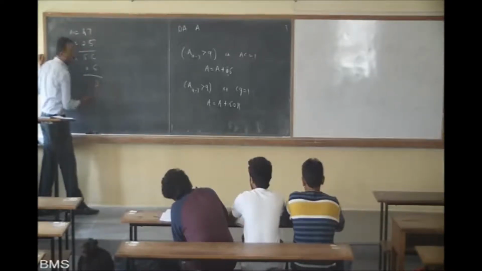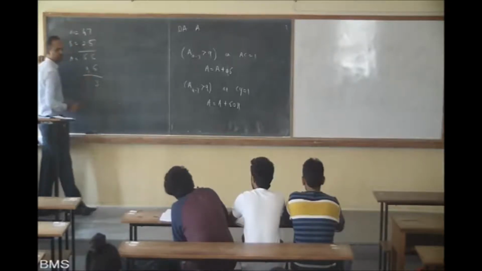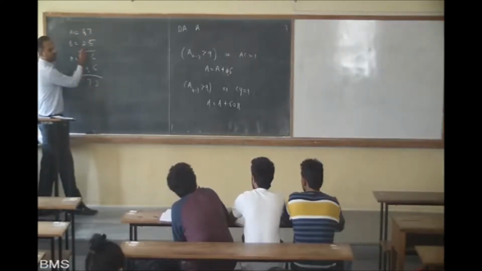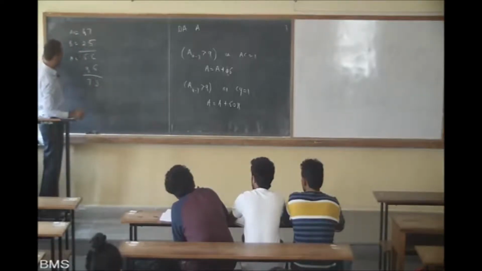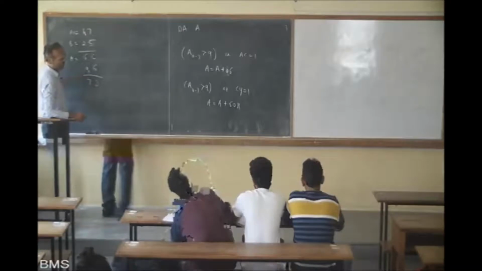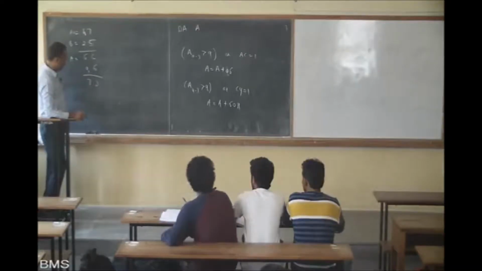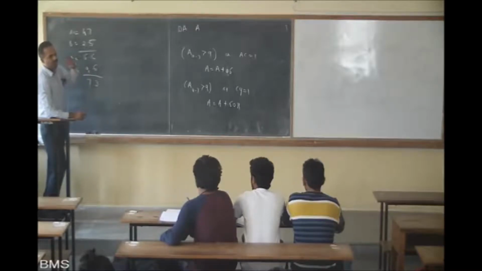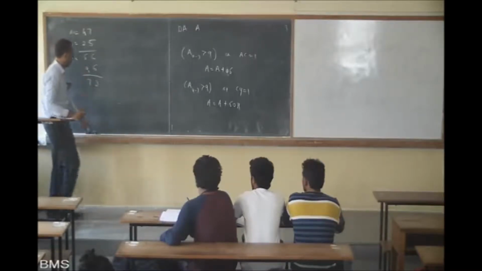3. 3 is 1 3? Yes, 1 3. 6 plus 1, 7. So 73 should be the answer for this. Correct? Oh, I have done it wrong. How is it 72? No, 1 0 1 1 1 2.